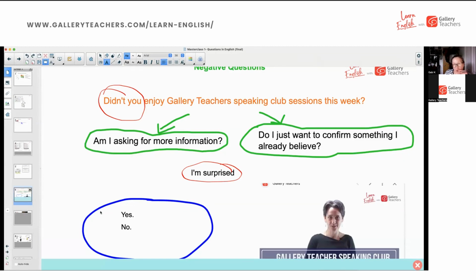Now, what happens is very often students just provide this yes or no answer, right? So, didn't you like the class? Yes. And then there's a lot of confusion if you don't provide more information. So yes, you did, or yes, you didn't. No, you did, or no, you didn't. So it's quite tricky with negative questions, okay? Let's look at another example.